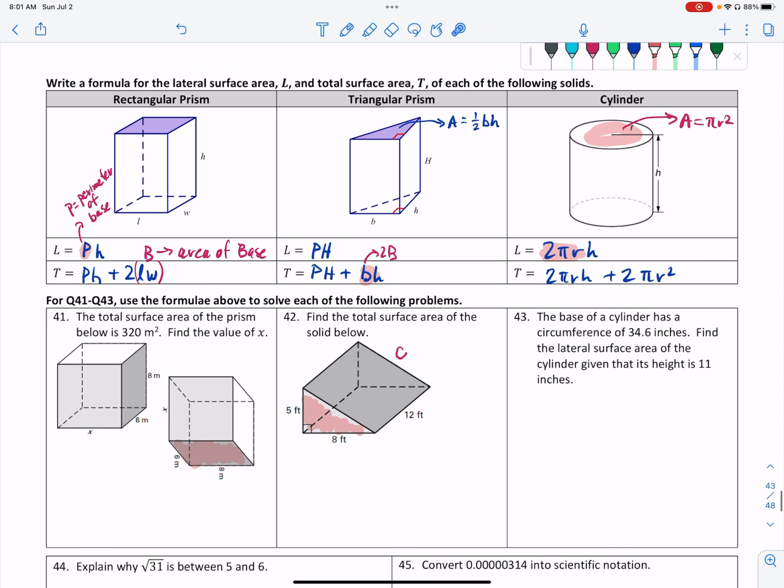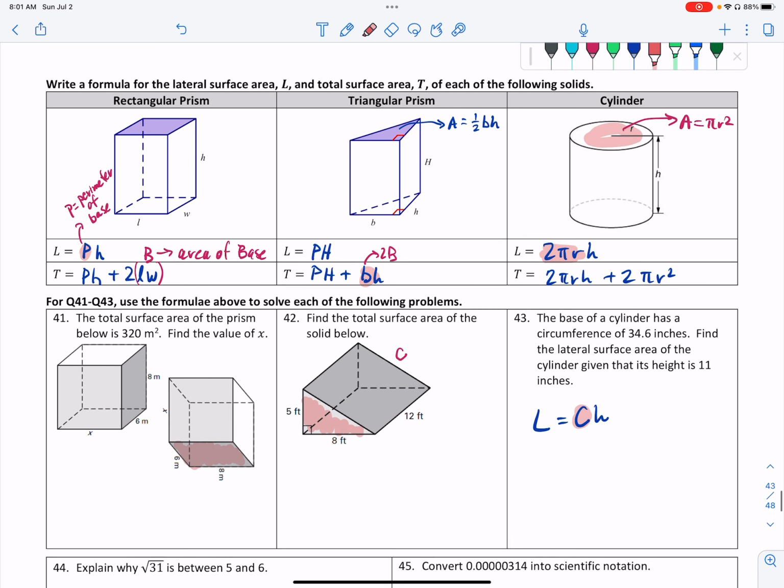So another way to write that lateral surface area formula, instead of writing 2 pi r, you can write big circumference, big C, multiplied times the height, and you're just solving this thing for C. And then that should finish off those problems.